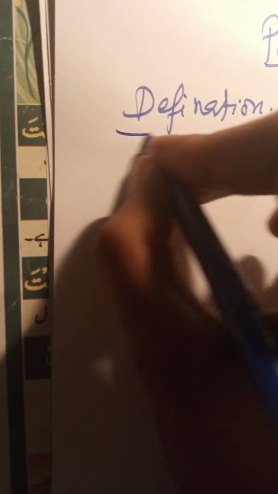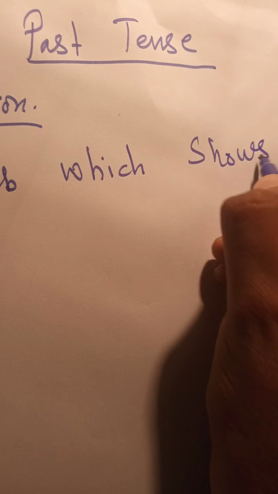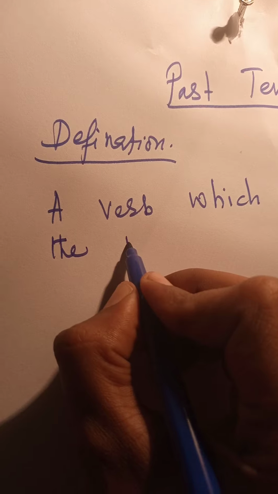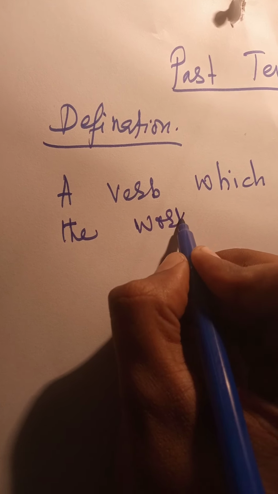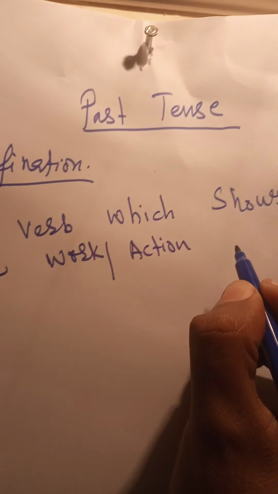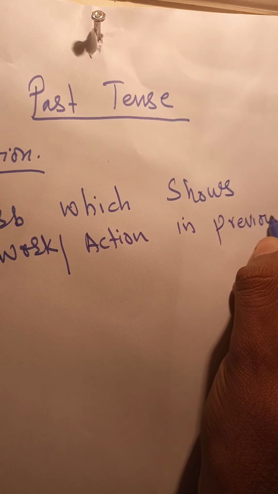We will discuss past tense. What is the past tense? Definition of a past tense: a verb which shows the work or action in previous time.